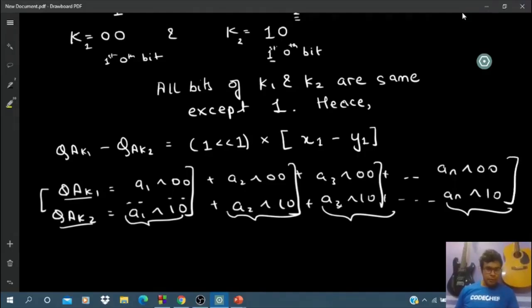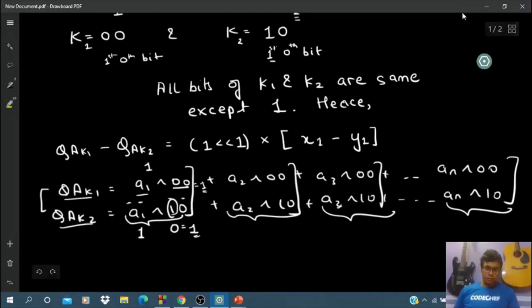Okay. So let's talk about A1 XOR this value. Because all of the bits of K are the same except for one bit, all of the XOR values for all of the other bits will be the same. So for example, suppose A1 has the 0th bit as 1, and in both the cases of K1 and K2, the 0th bit value is 0. So we know that this value will give us a 1 in the 0th bit, and this value will also give us a 1 in the 0th bit.